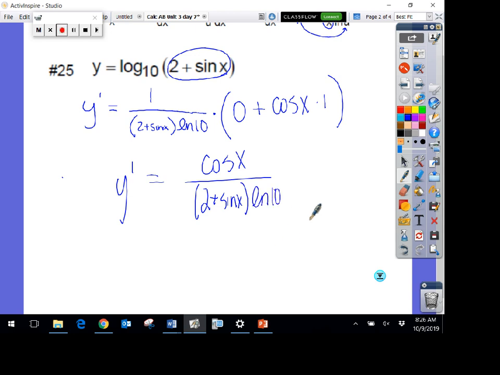You want the natural log of 10 in the front? That's fine. You want to distribute it? That's fine. There's no need to distribute that, but you can if you want. So that is your answer. All you can do.